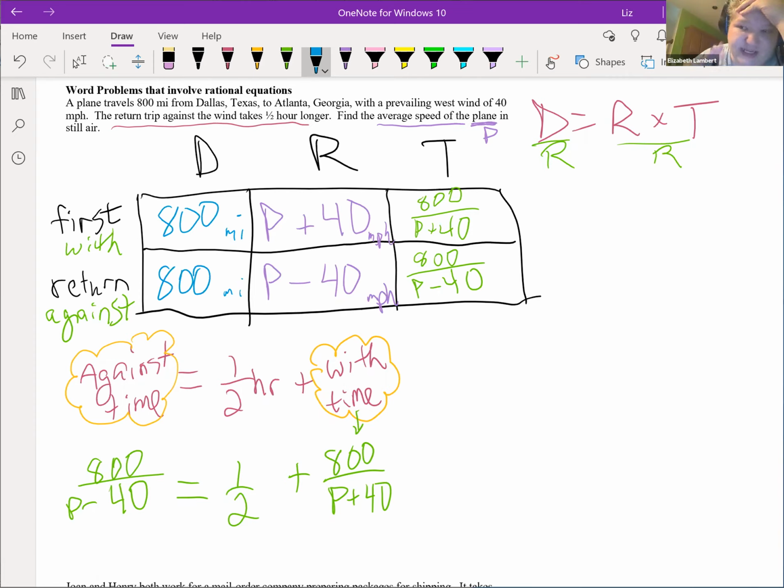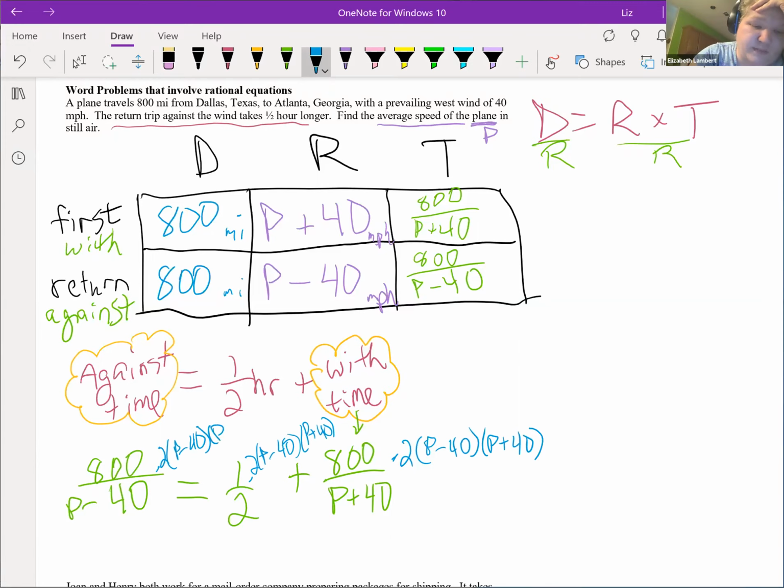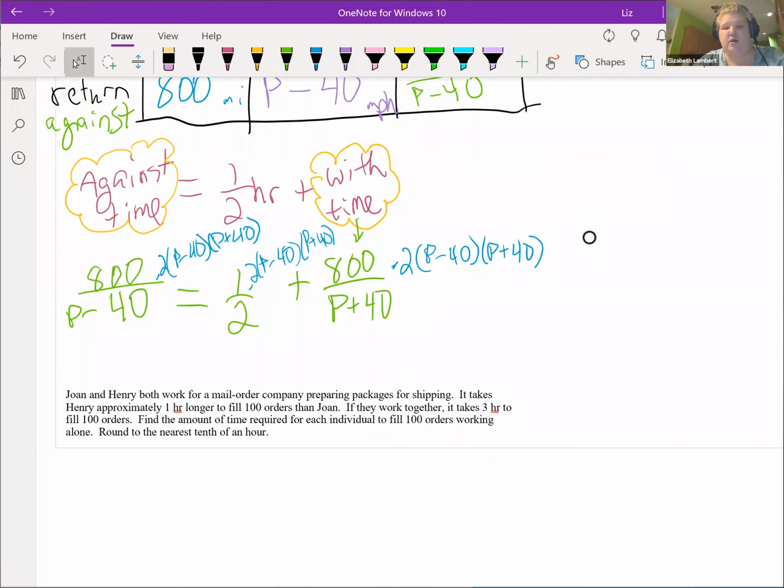All right, still the same thing we were doing before. Figure out what my common denominator is, which is everything I see multiplied together. I'm going to multiply by a 2, because that's another denominator, and by P minus 40 and P plus 40, times 2, P minus 40, P plus 40, on each term. I know that is horrible handwriting. I'm just squeezing it in, but this is the way I go through it sometimes. I'm going to make some room.